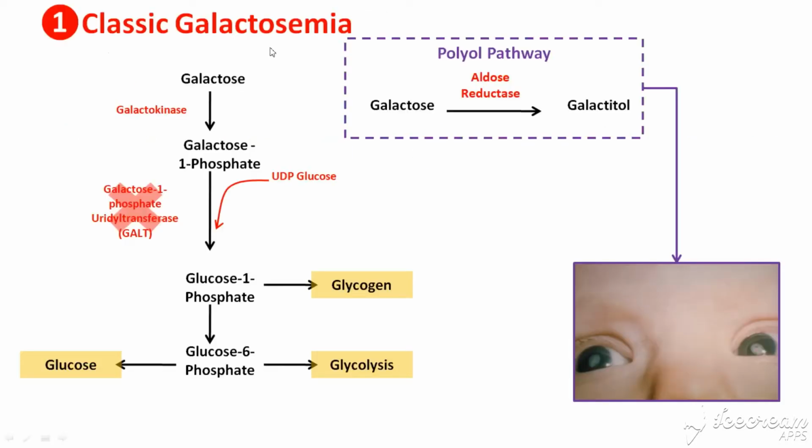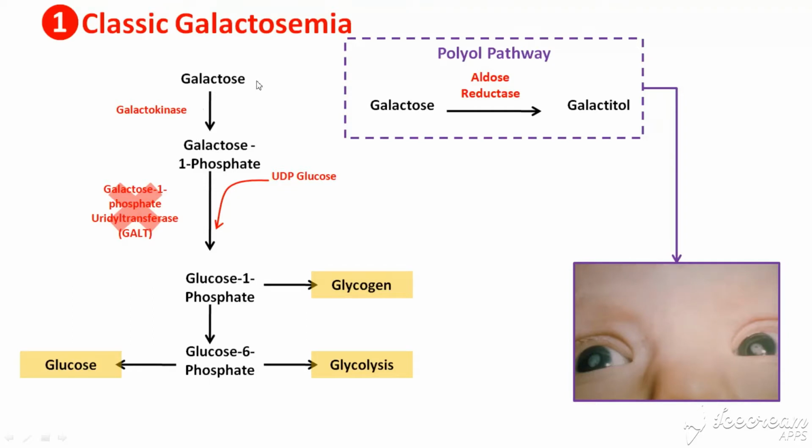So in classic galactosemia, this is an autosomal recessive disorder in which there's a deficiency in the enzyme GALT. GALT stands for galactose 1-phosphate uridyl transferase, and this is the second enzyme in the galactose metabolism pathway. So the galactose that reaches the liver is going to be converted into galactose 1-phosphate, and it's going to accumulate inside of the liver. That's why it's going to lead to liver damage.